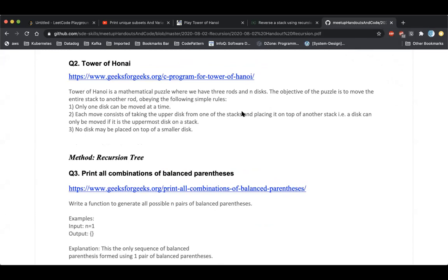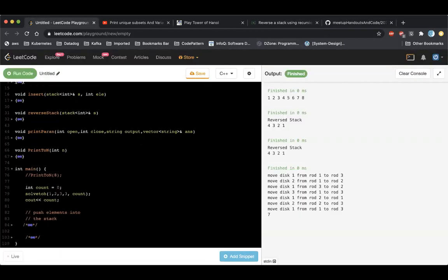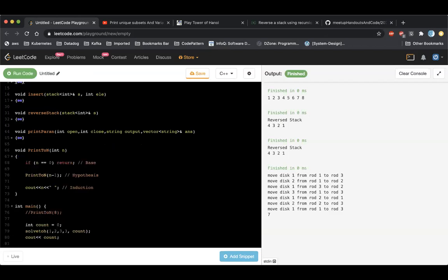Just a small thought. What would be the complexity? I'm not able to visualize. It differs from one to one. For the Tower of Hanoi, or in general for this kind of problem? Tower of Hanoi, this implementation only.